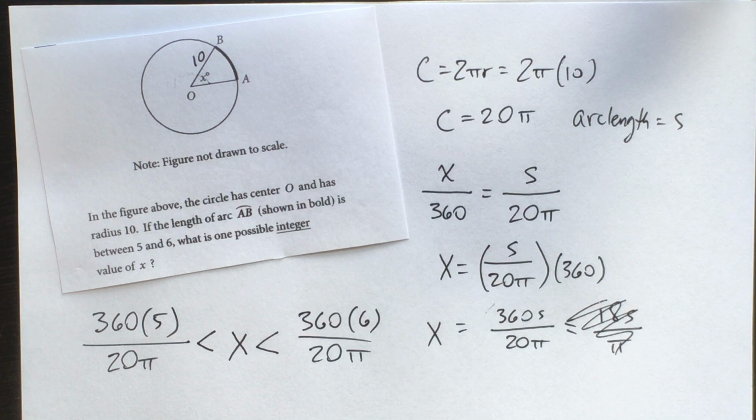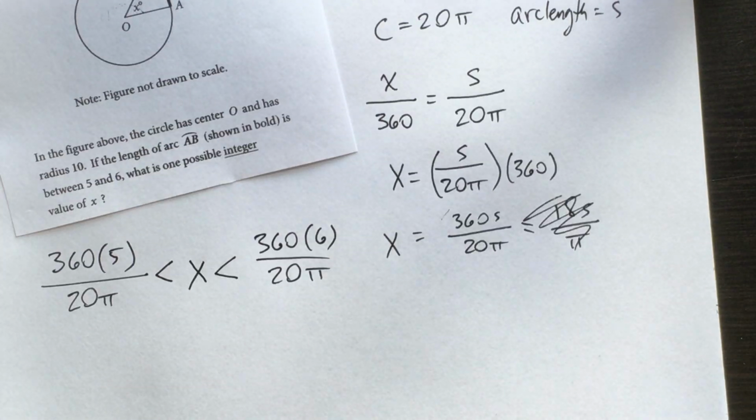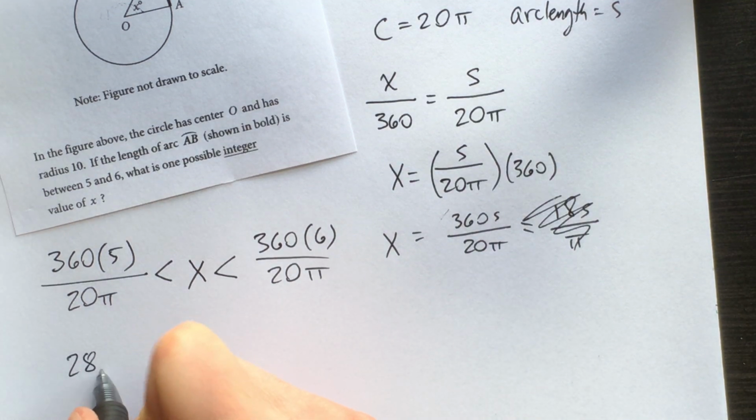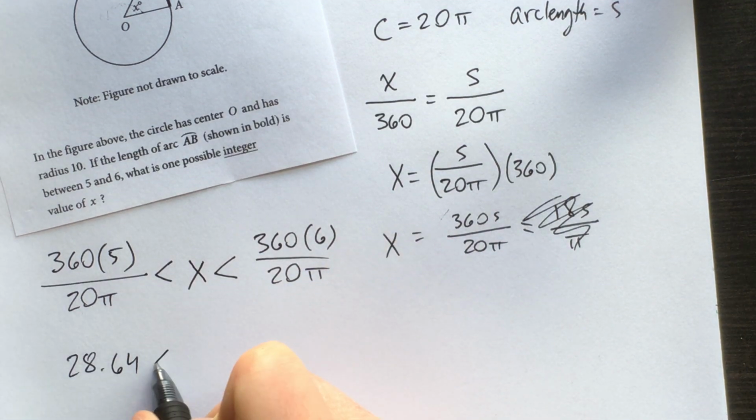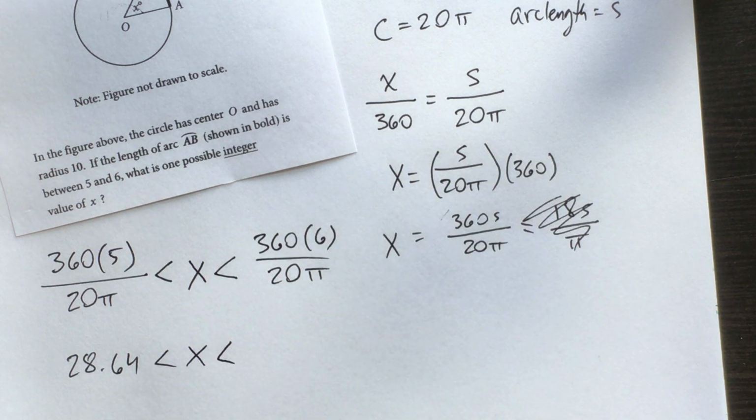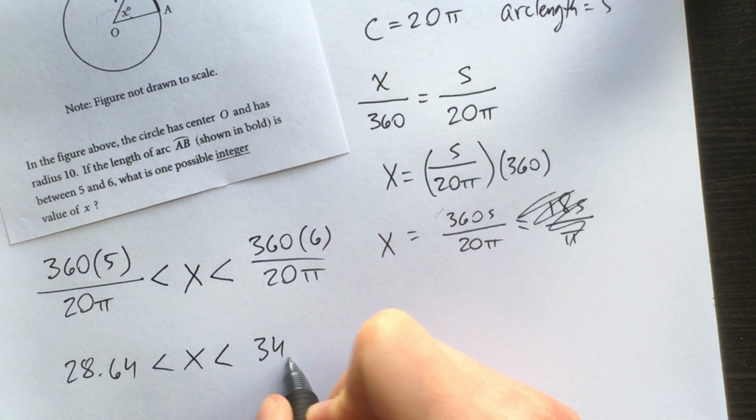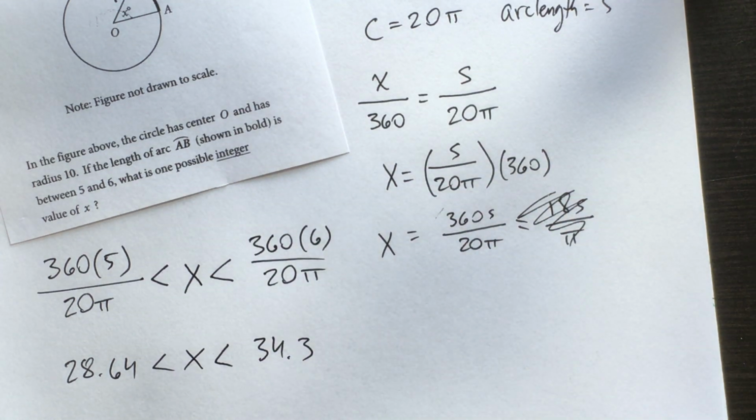So let me quickly type these into my calculator so we can get an idea of what kinds of numbers we're talking about here. So 360 times 5 over 20 pi, that is 28.64, which is less than x, which is less than 360 times 6 over 20 pi. That's going to be 34.3. So any integer value between these, if you put that as the answer, that would be correct.